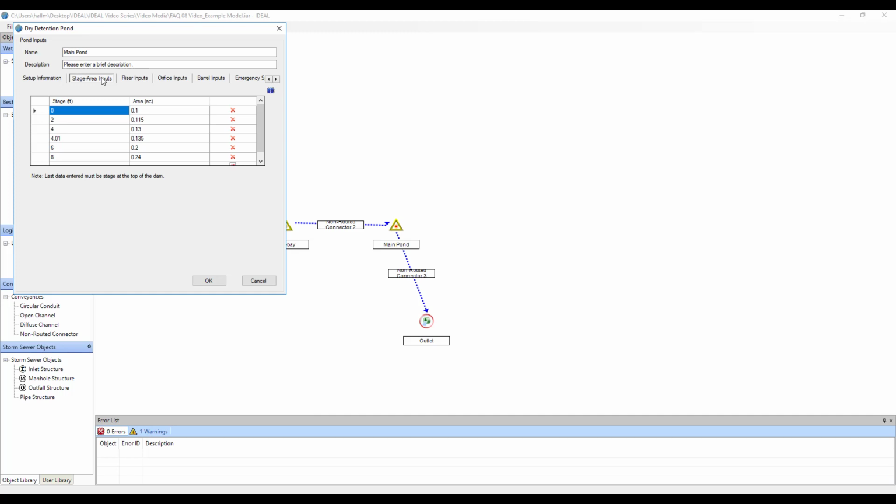Make sure there is a stage area input for the depth in the forebay, which may have to be interpolated from the design stage area table. Make the next stage just 0.01 feet higher and begin entering the stage area for the pond as designed. This area may also need to be interpolated. Entering the areas for the maximum stage in the forebay and the next one just slightly above that ensures a flat slope, as shown in the correct modeling scenario diagram.